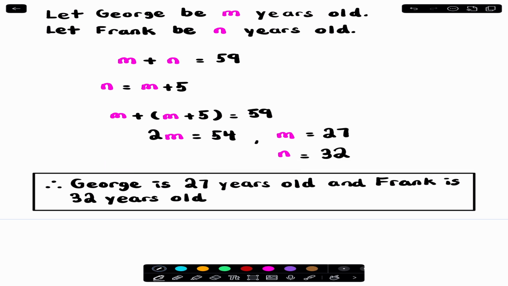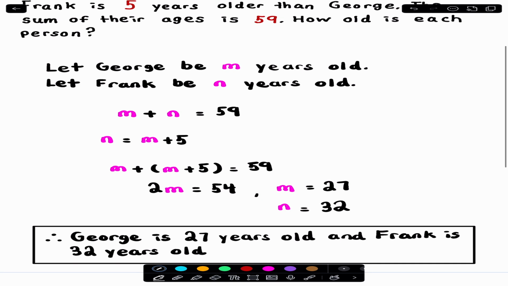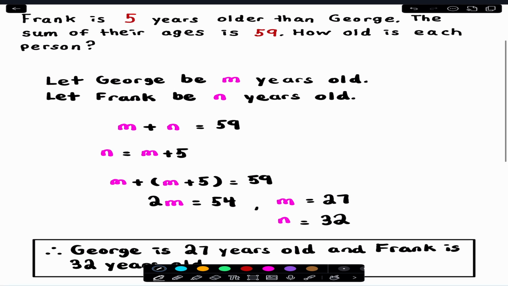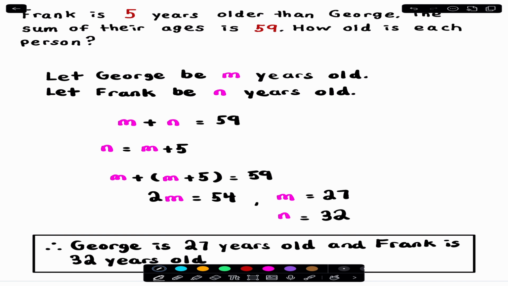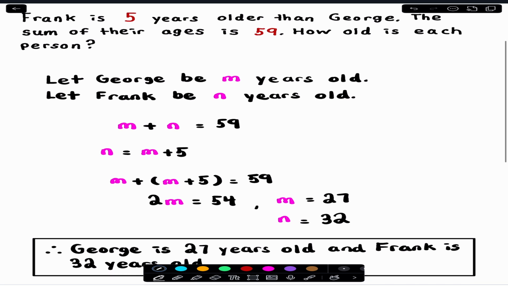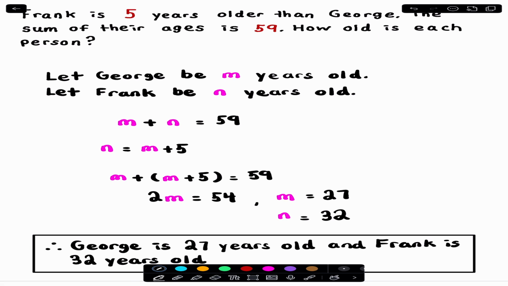And we are finished. So that's how you solve the age problem using our 4-step method. I hope you see how similar it was to the numbers problem, the first word problem that we did, because it's the exact same process. Now that you know how to solve the age problem, let's teach you how to solve the animals problem.